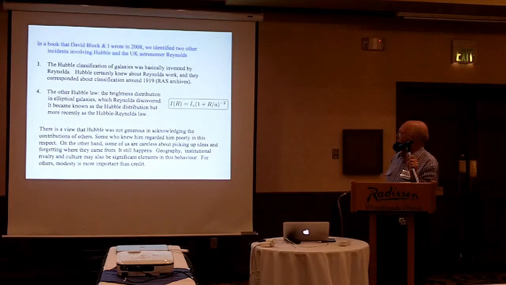The other Hubble law, not the expansion of the universe, but the light distribution in elliptical galaxies, which looks like this. That's a surface brightness distribution, R is a radius, A is a scale. Reynolds discovered this several years before Hubble actually worked on it. It became known as the Hubble distribution, but more recently people have figured out that Reynolds actually did this first, and it's now known as the Hubble-Reynolds law.